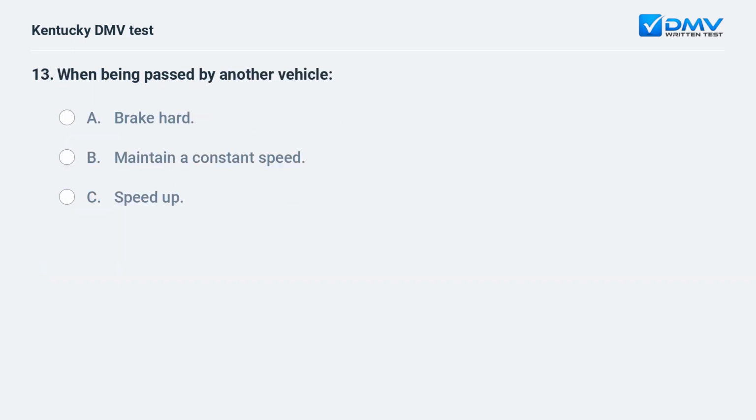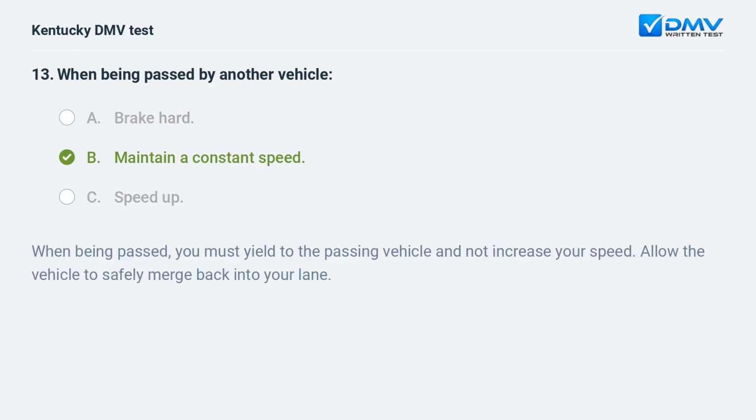When being passed by another vehicle: A. Brake hard. B. Maintain a constant speed. C. Speed up. B. Maintain a constant speed. When being passed, you must yield to the passing vehicle and not increase your speed. Allow the vehicle to safely merge back into your lane.